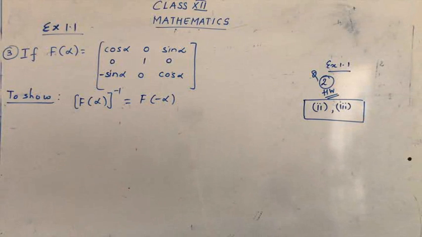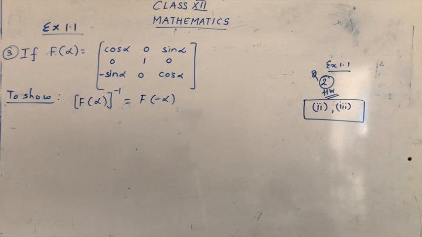So f of alpha is given to you. And what are you going to find? You have to find f of alpha, the whole inverse, that is f alpha inverse. And you are going to find f of minus alpha. So now we have to find these two things, and we have to check whether the LHS and RHS are equal. Now here the question is, show that f alpha inverse is equal to f of minus alpha. That means your LHS and RHS will be equal. So let's go with the steps.